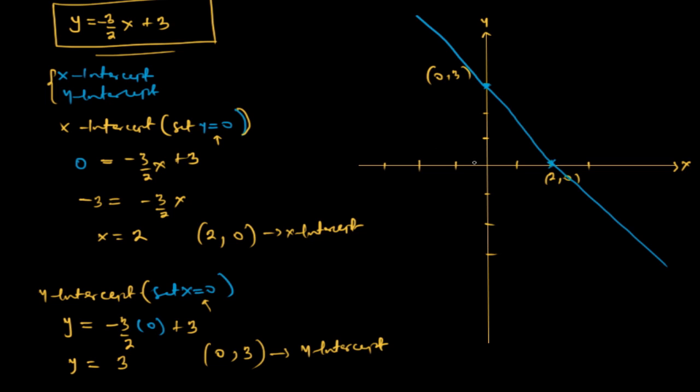It should be a straight line anyway. I just do hope you get the idea. You just join this point to this point, and then you have your equation of a line, which is y equals negative 3 over 2 x plus 3, and that completes the problem.